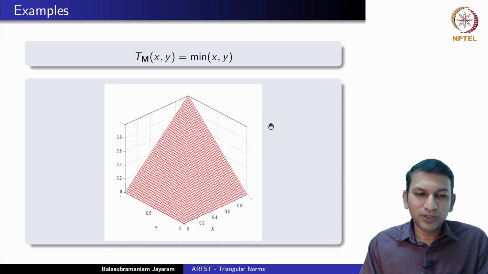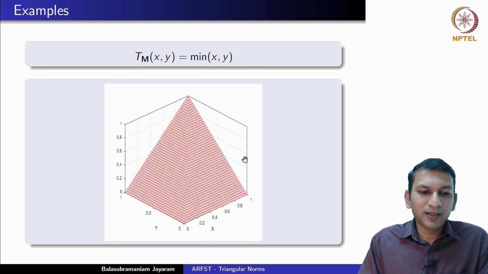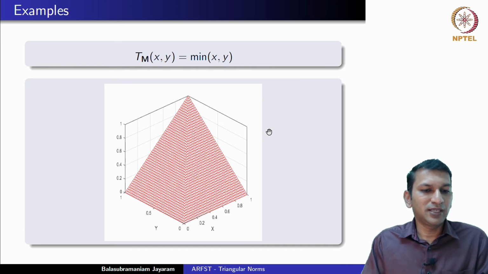So clearly it coincides on the boundary, and what is interesting is exactly on this axis it meets, because we know that it is idempotent. Min of x comma x is x. So when you move along the diagonal on the xy plane, what you are going to get is the same value x on the z axis too.